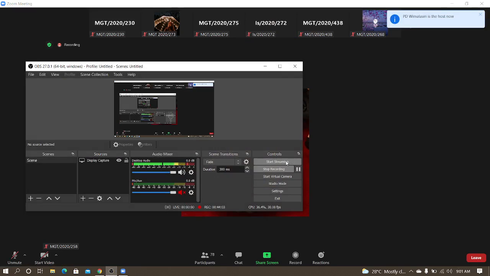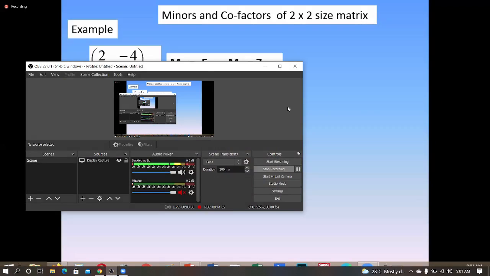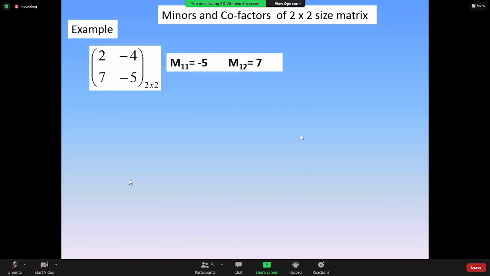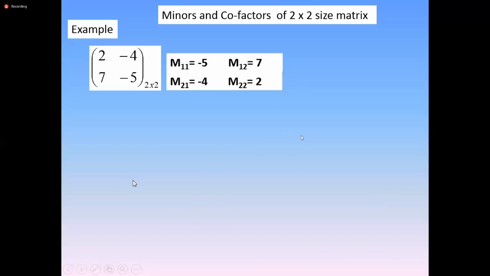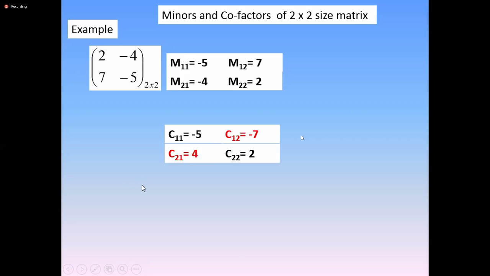Recording in progress. Interruption was there, don't worry. So I will explain by the slide here. M11 minus 5, M12 this thing. Then C11 is minus 5, but C12 is not 7, that is minus 7. Then M21 minus 4, C21 is 4, C22 is 2.